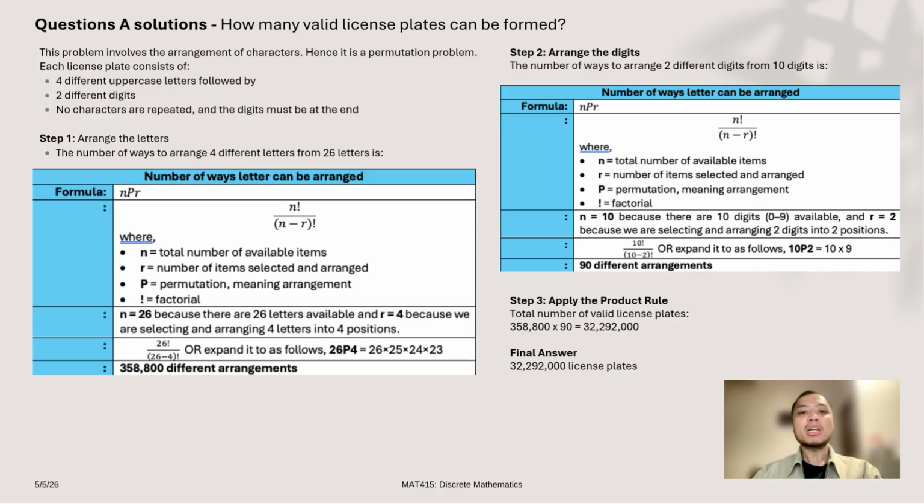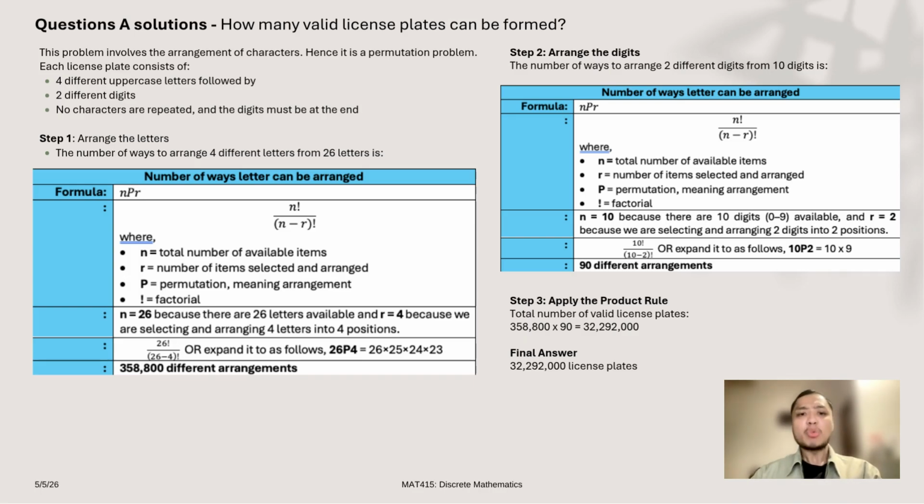The permutation formula we use is nPr, which is equal to n factorial divided by (n minus r) factorial. In this formula, n means the total number of available items and r means the number of items selected and arranged. The letter P represents permutation, which means the arrangement where order matters. The exclamation mark means factorial. For example, 26 factorial means 26 times 25 times 24, and so on until 1.